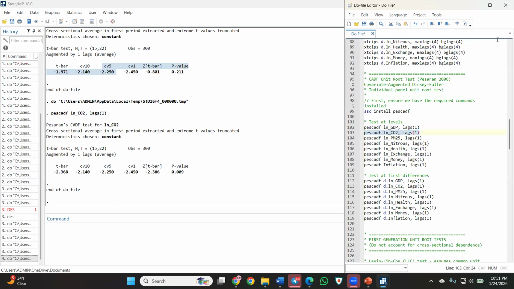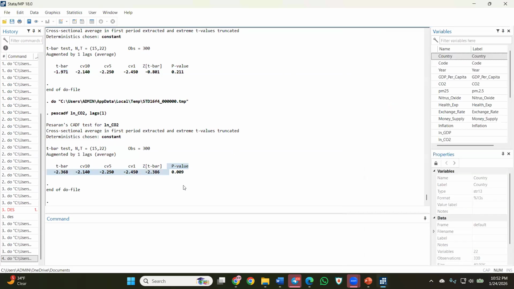For CO2, someone should interpret the CO2 for us. Prince Nyako, can you interpret the result for the CO2 for us? Prince Nyako, Collins, are you there? Hello. Someone should, I want to see whether you understand what we are doing.